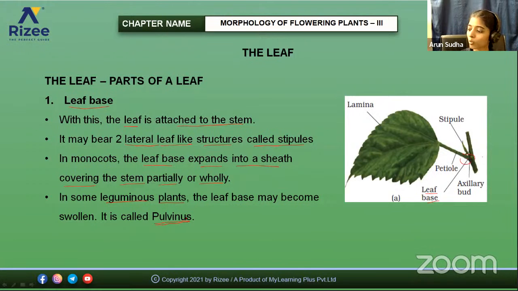So now we'll see some types of stipules. What is a stipule? They are the lateral leaf-like structures we saw. In different plants, the stipule structure may vary. For example, in some plants it will be a free lateral, existing as an independent structure. In some cases, the stipule itself will be like a leaf-like structure. So in different plants, the shape or structure of the stipule varies. We'll see some of the modifications of the stipules, or what types of structures these stipules take.